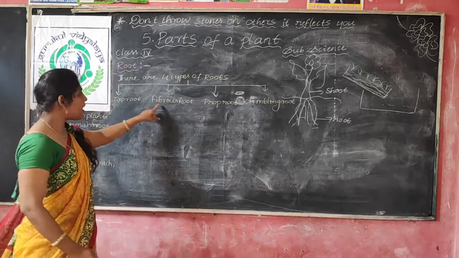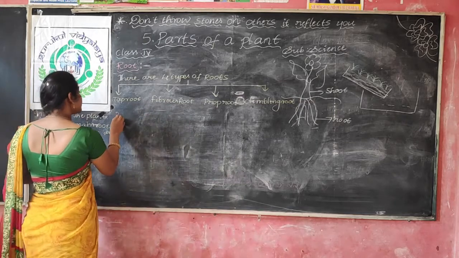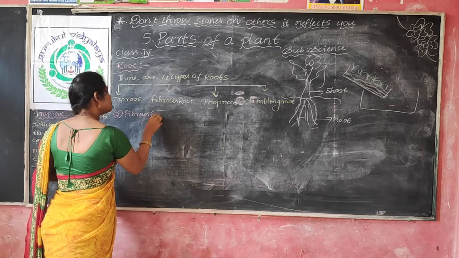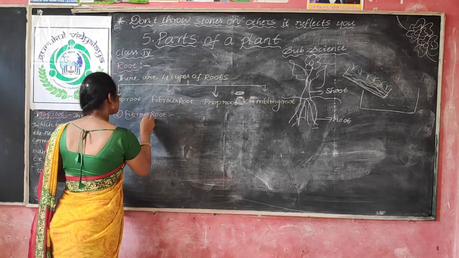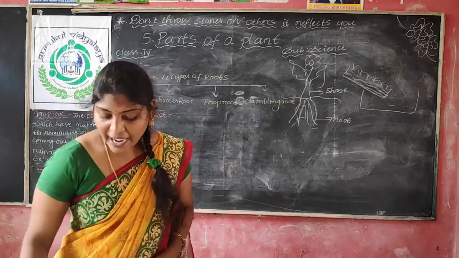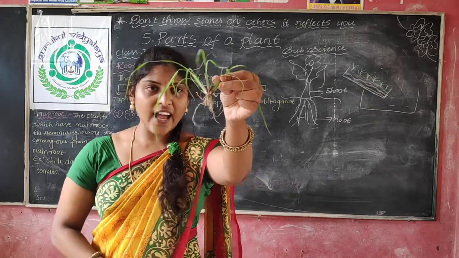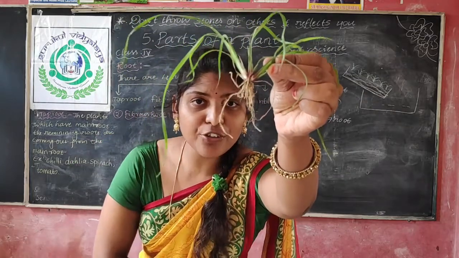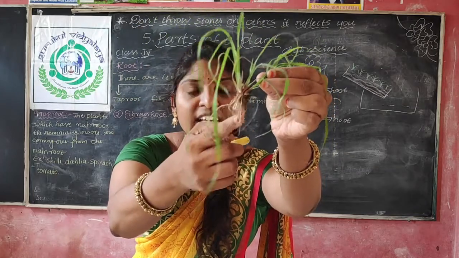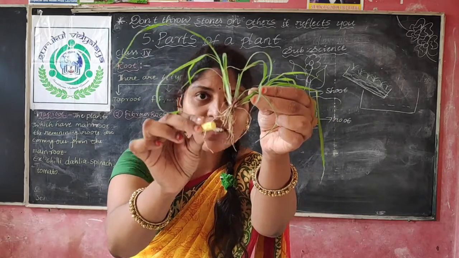And the second one is the fibrous root. So what does the fibrous root look like? Here you can see in the fibrous root, it is like fibrous. The plants which have it, you can see here, grass. If you look at the grass, does it have any main root, ma? There is no main root. All are looking similar.